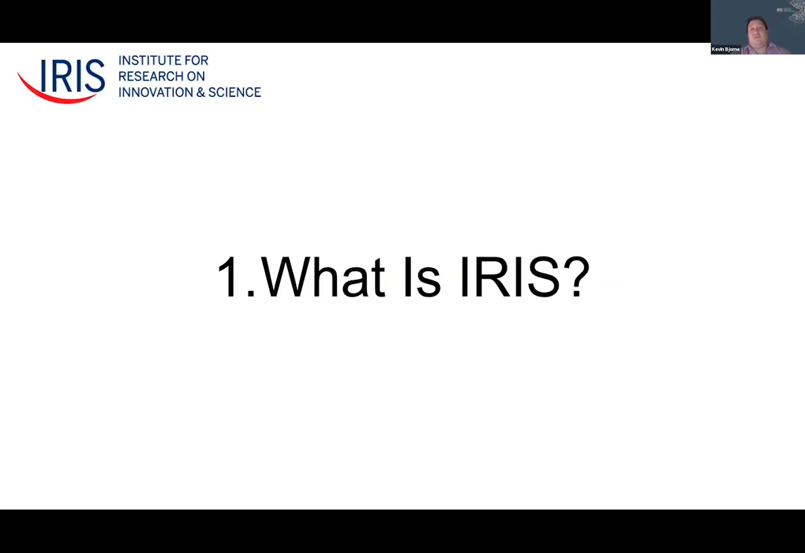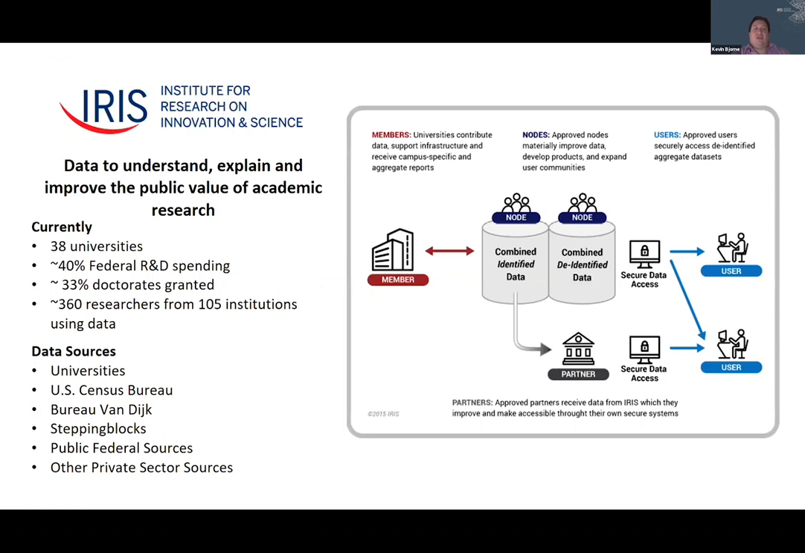Let's talk a little bit about what IRIS is. IRIS is an organization that was founded in 2015. It is based at the University of Michigan, and it is formed around an IRB-approved data repository. The purpose of IRIS is to help universities understand, explain, and improve the public value of the academic research that they conduct on their campuses.